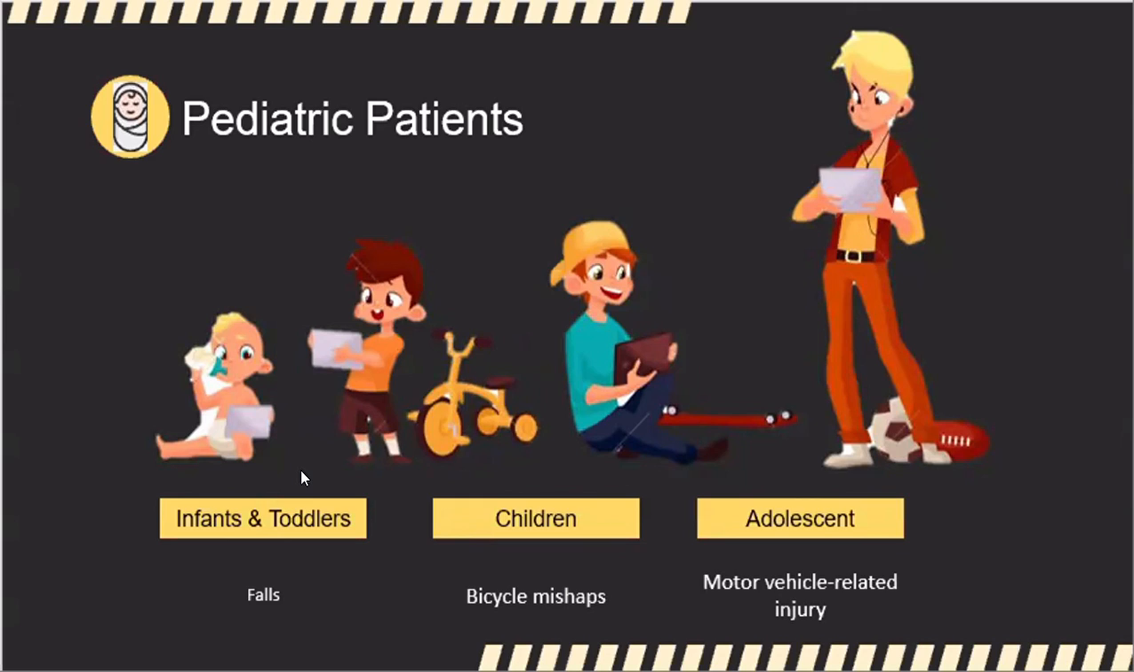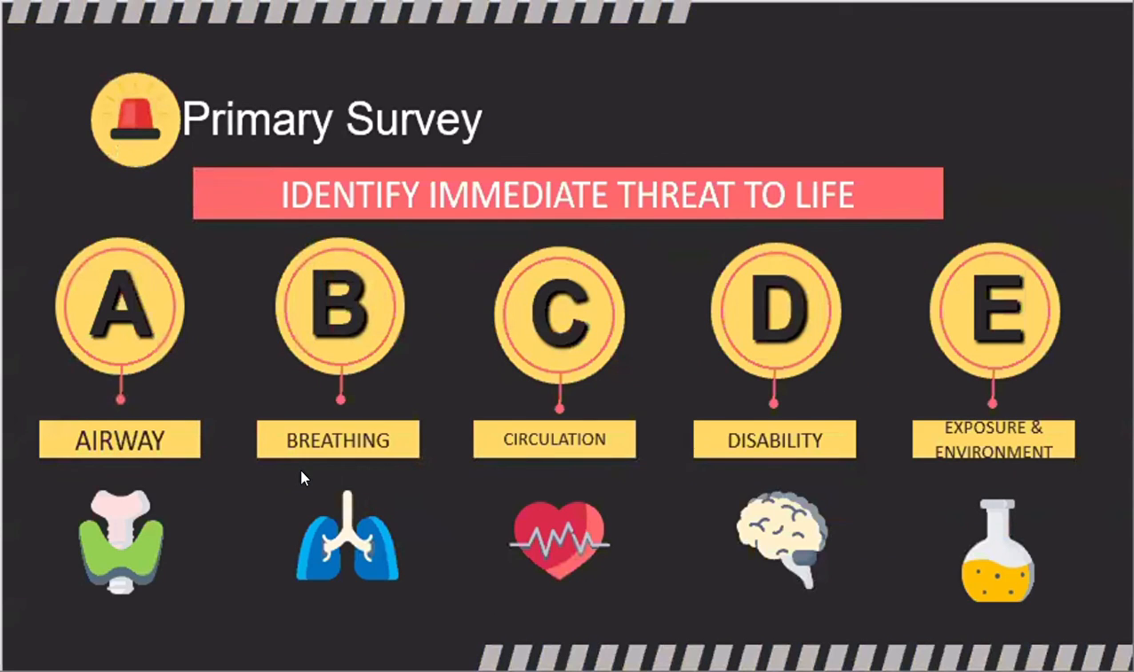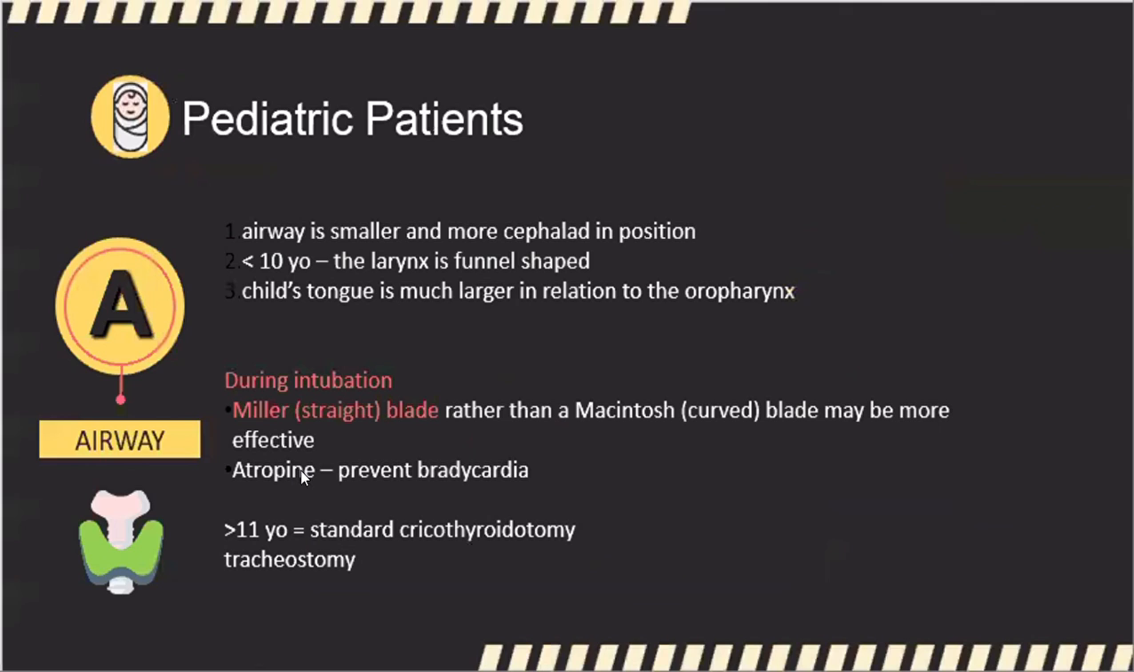Next, your pediatric patients. So ito yung most common causes of injury for toddlers, fall, children, adolescents, and same as adults, parehas pa rin. Primary and secondary survey. Primary survey, your ABCDE. Maintain airway, check for problems breathing, circulation, check for injuries, cerebral or extracerebral, and check for exposure, like for burn injuries, chemical ingestion, chemical injuries.